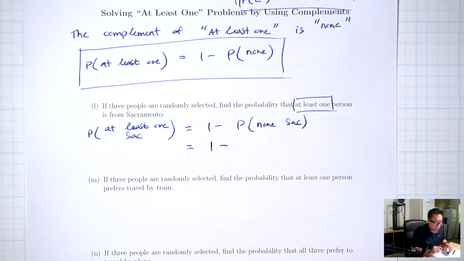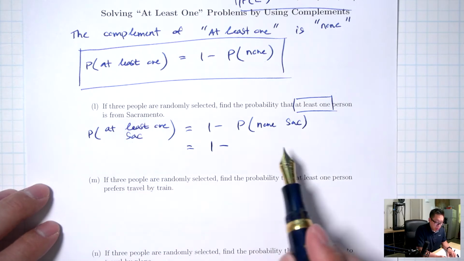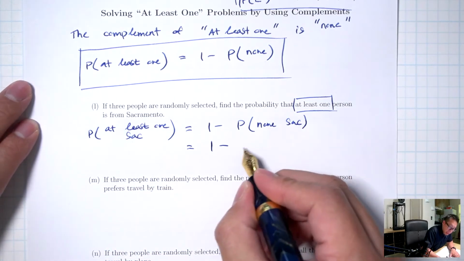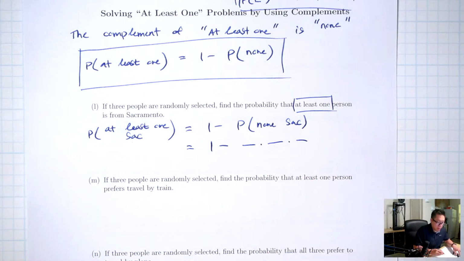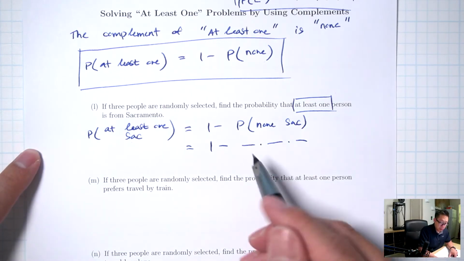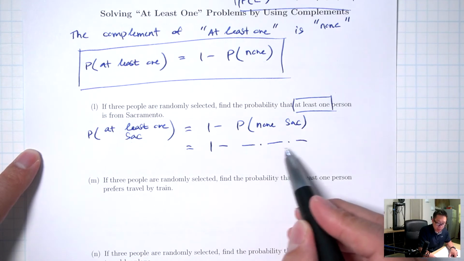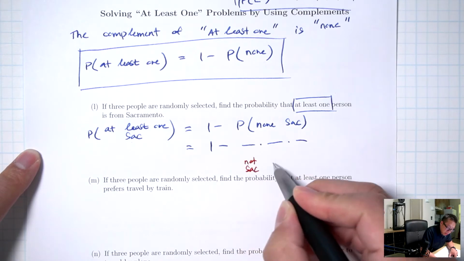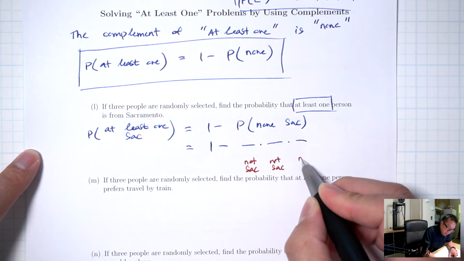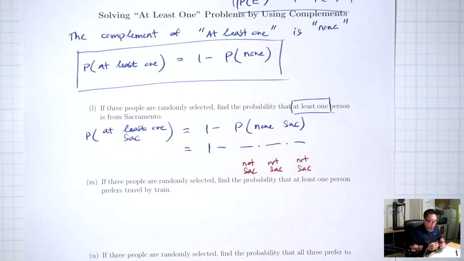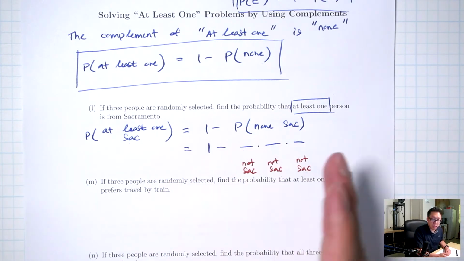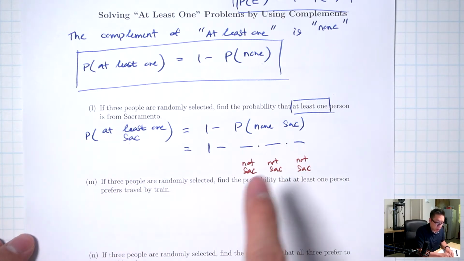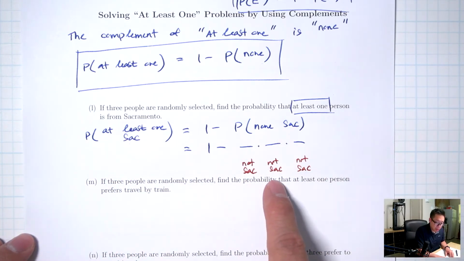So 1 minus. Now, we're talking about 3 people, so I'm going to need 3 fractions here for the none-Sac part. I'm selecting 3 people. What does it mean for none of them to be from Sac? That means that first person is not from Sac, second person is not from Sac, third person is not from Sac. So all 3 are not from Sac. So not Sac. And then you'll just find the fractions for not Sac, not Sac, not Sac.